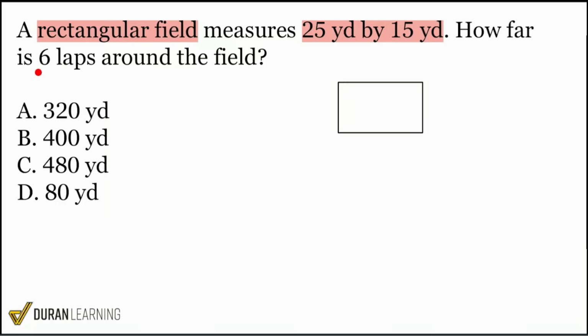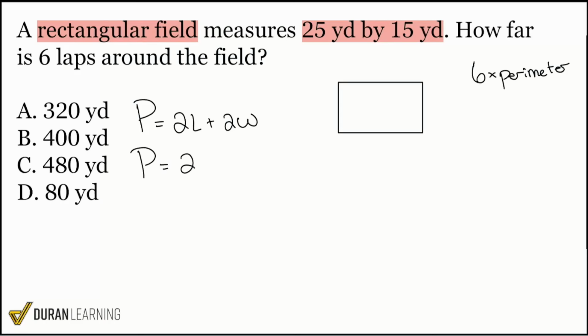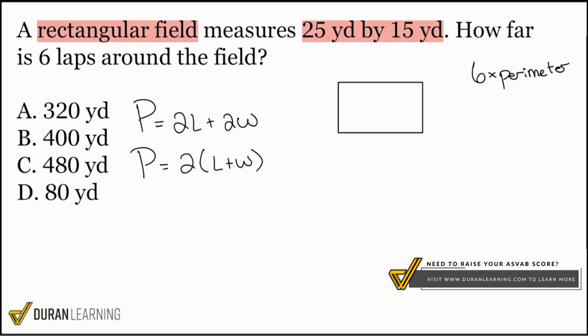So if I want 6 laps, all I need is 6 times the perimeter. So all I'm going to do now is fill in my formula, and I am done. So here we go. Perimeter equals double the length plus double the width. And in case you didn't know this, here's another way that you can actually write this down. The other way you can write this formula is perimeter equals double the length plus the width. Because when you write it like this, look at how much easier this becomes.